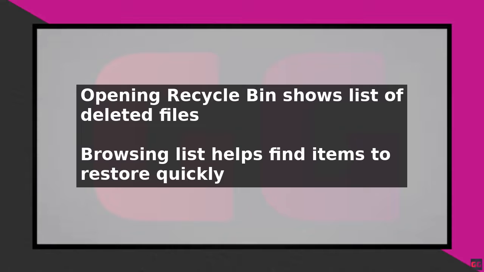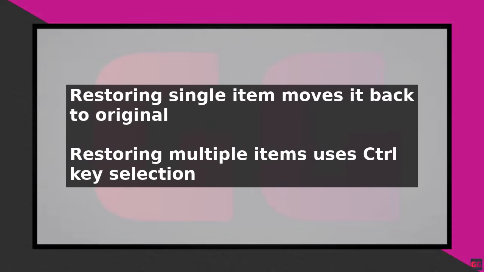To restore a single item, right-click on the file or folder and select Restore. This will move the item back to its original location on your computer. If you want to restore multiple items at once, you can select them all by holding down the Control key while clicking on each item. Then right-click and select Restore.